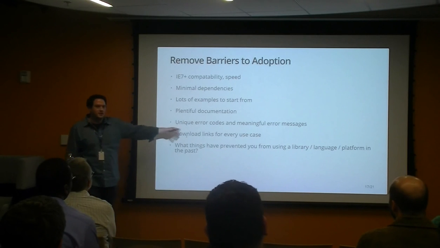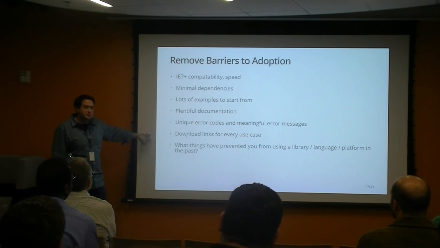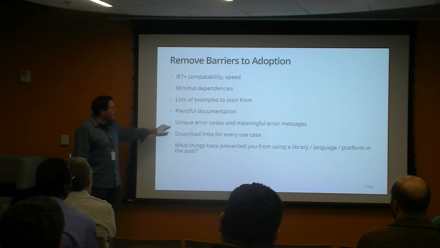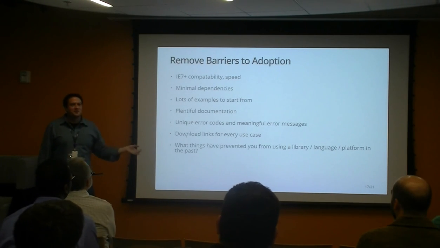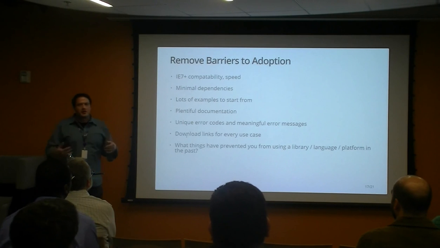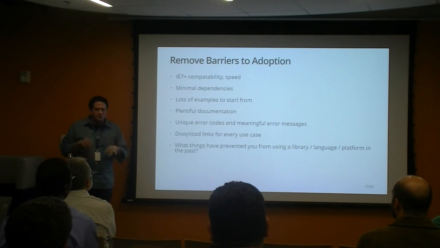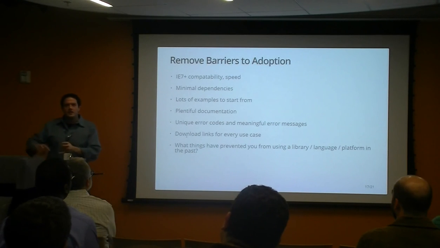Unique error codes, I think that's kind of cool. I wish more projects would do that. It happens to them whether they want to or not. You're a developer and you get an error, you're deep in the code, and this is what the error message is: something method doesn't have this thing. And then you forget about it.